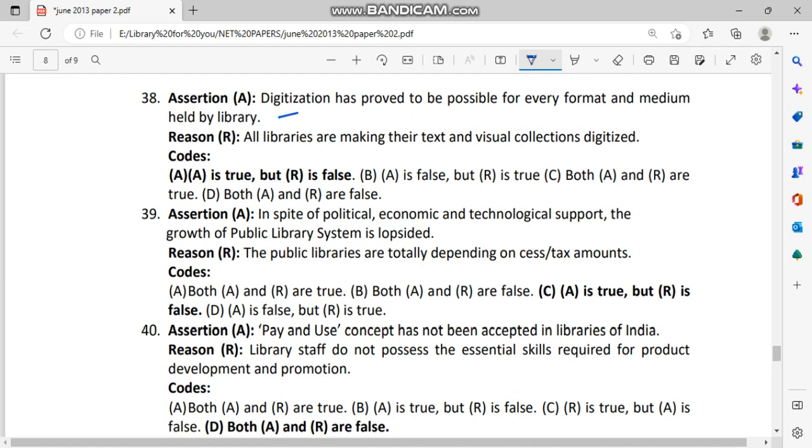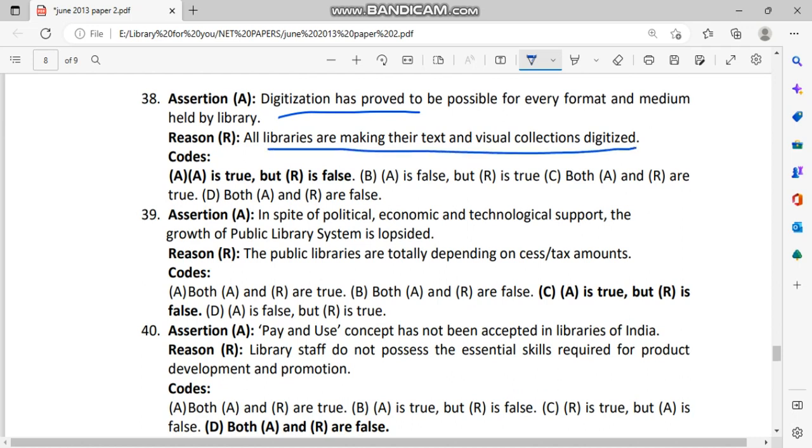Assertion: Digitization has proved to be possible for every format and medium held by library. Reason: All libraries are making their text and visual collection digitized. A is true, but R is false. Assertion: In spite of political, economic and technological support, the growth of public library system is lopsided. Reason: The public libraries are totally depending on cess and tax amounts. A is true, but R is false.